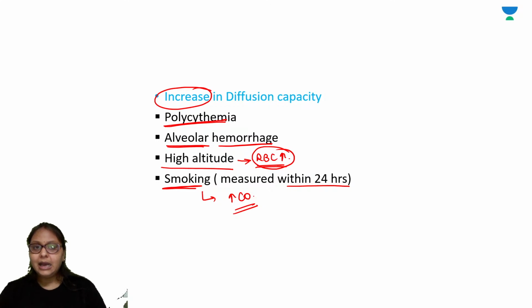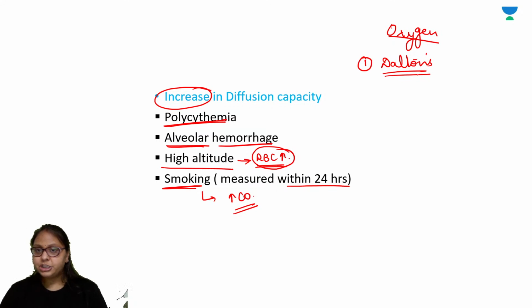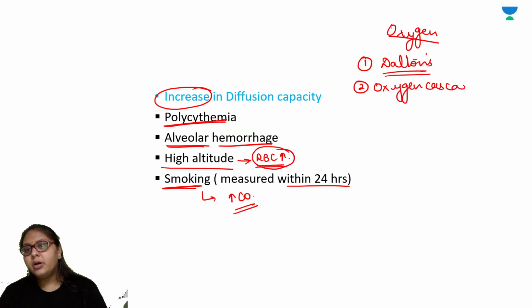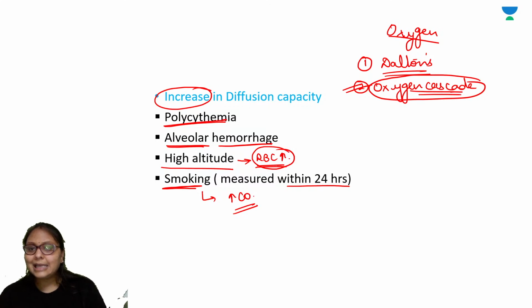Okay, so what have we studied so far in this lecture? Oxygen transport. First we studied Dalton's law of partial pressure. Then we studied the oxygen cascade. Remember guys, this oxygen cascade is a very important point. In the oxygen cascade we studied how the oxygen tension is decreasing from the atmospheric level till the mitochondrial level.